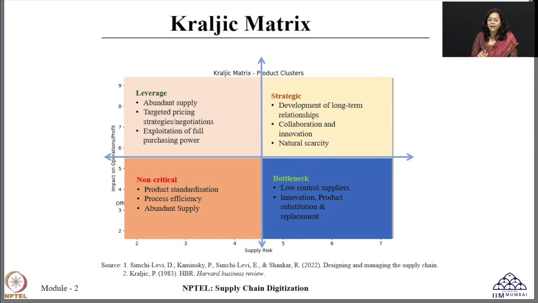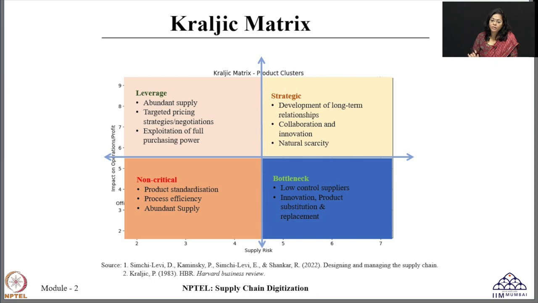When we talk about the strategic items, these have a very high supply risk, and the impact on profit is also very high. So, these are very critical items which affect the overall business on a long term basis, and that's why a long term relationship is expected from the supplier, and it totally depends on the collaboration with your suppliers who are responsible for providing you strategic items. And that's why there is a different strategy for managing the suppliers of this particular group of components.